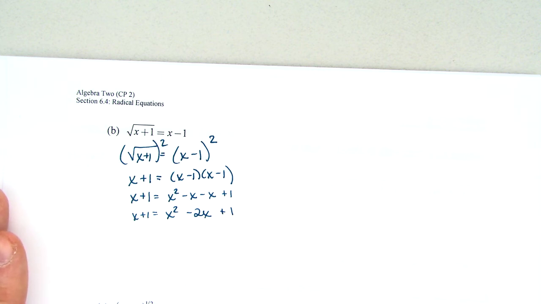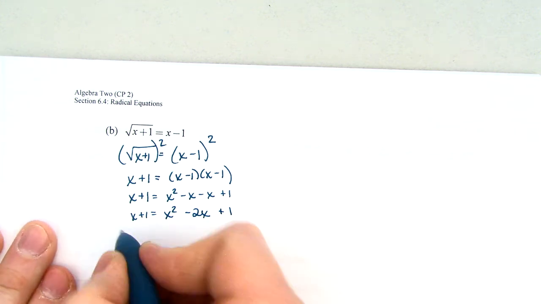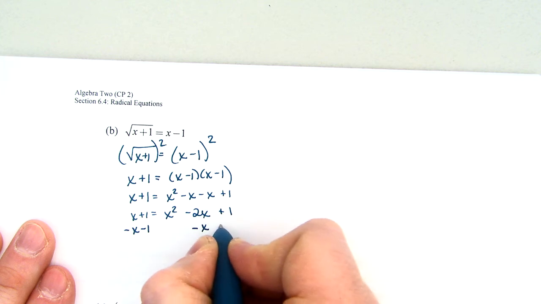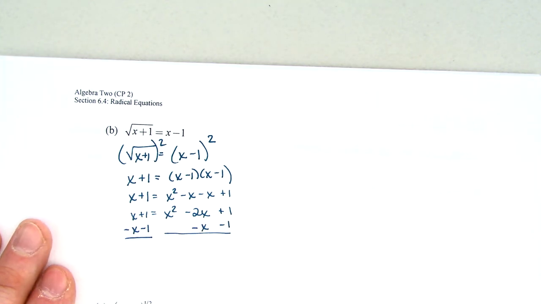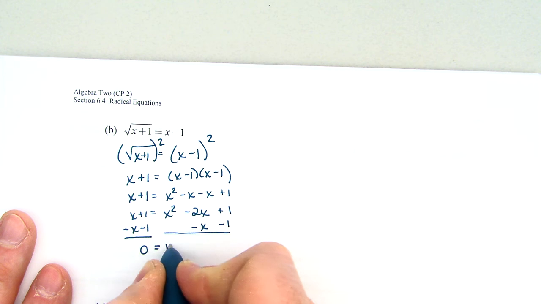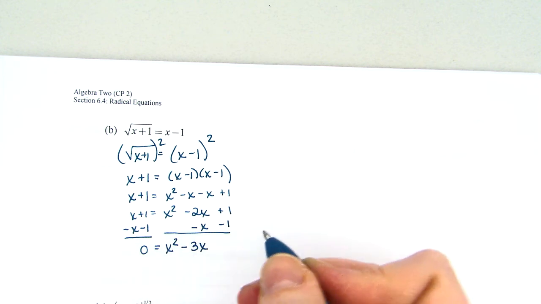Oh, what do you know? This looks like it's becoming a quadratic equation. To solve any quadratic equation, we need this thing to equal 0. So let's get rid of the x plus 1 on this side so we can make it equal 0. Minus x minus 1, minus x minus 1. And we're going to get 0 equals x squared minus 3x.